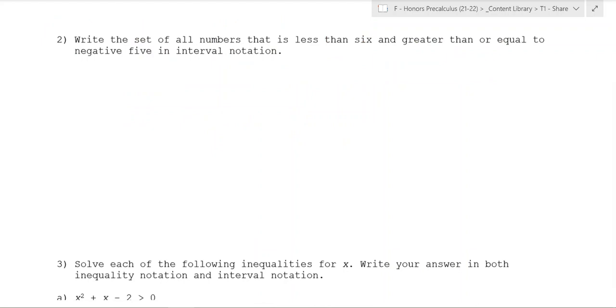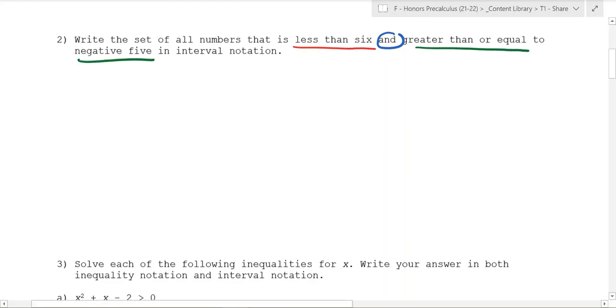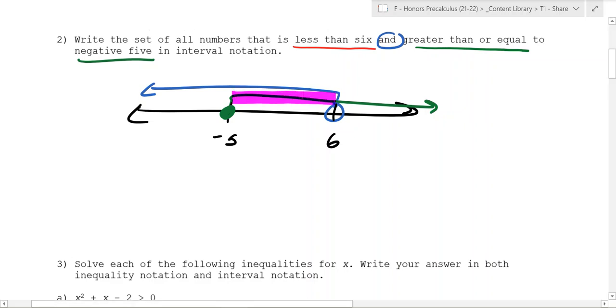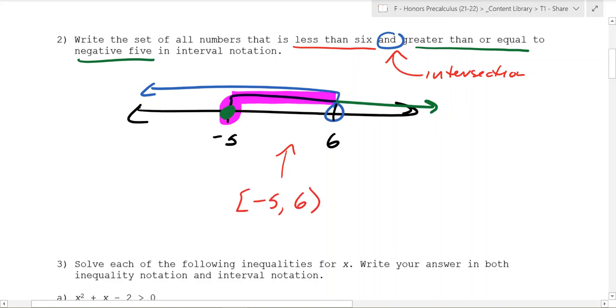Similarly, we could ask the same thing, but this time there's the and. So we again have all numbers that are less than 6, but then we have greater than or equal to negative 5. So again, we have the same number line. We have 6 and negative 5, and then we're going to have the open dot here going to the left, and we'll have a closed dot here going to the right. Where do they overlap? Meaning both are true at the same time. They're both true from here to here, inclusive of negative 5, but not of 6. So in this case, because it's and, this means intersection, the answer is going to be inclusive of negative 5 up to but not including 6.